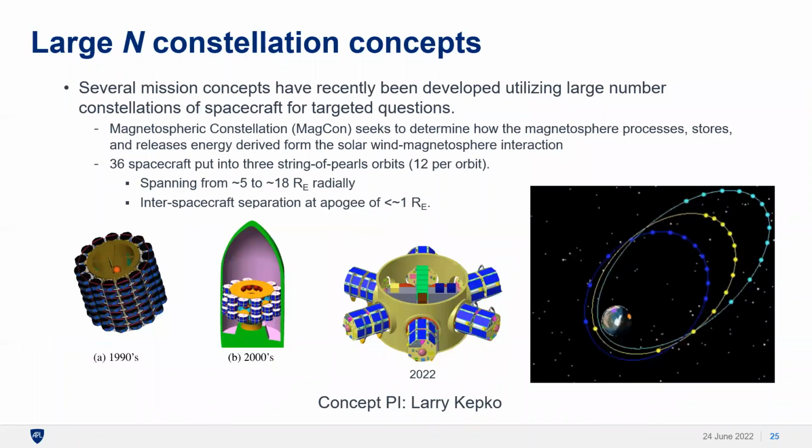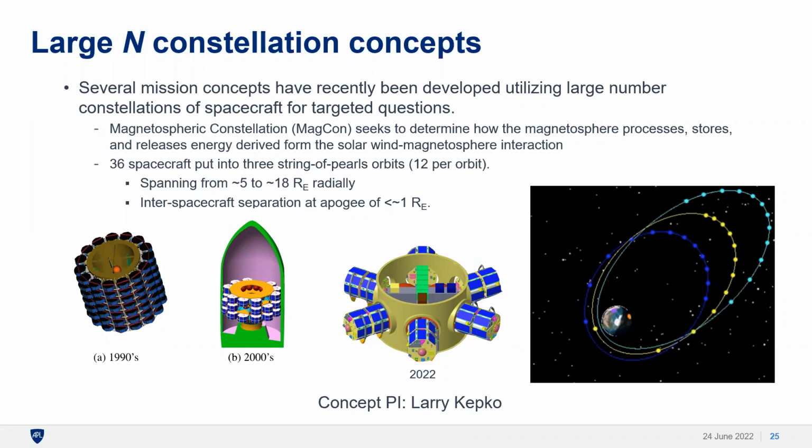So as far as future concepts for this, there are a few. One of them is Magnetosphere Constellation, or MagCon, that seeks to determine how the magnetosphere processes, stores, and releases energy from the solar magnetosphere interactions. And this is a concept that's been around for quite some time now.